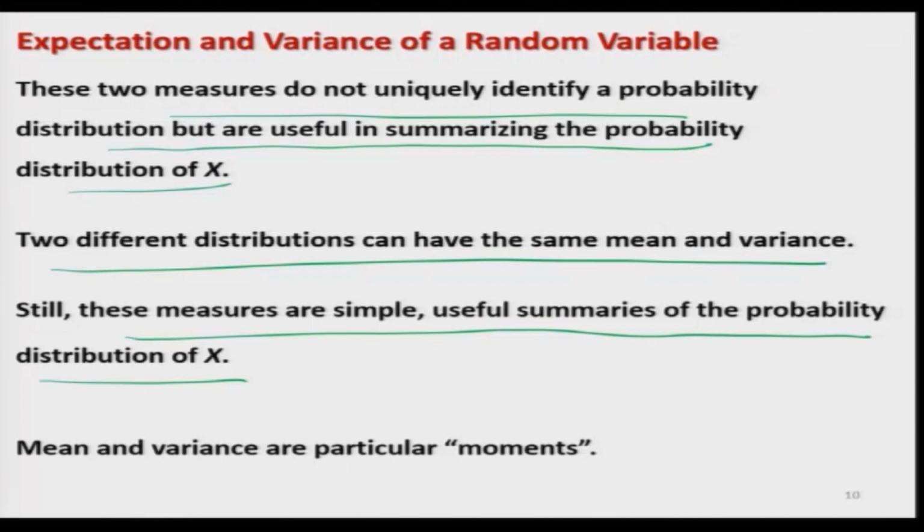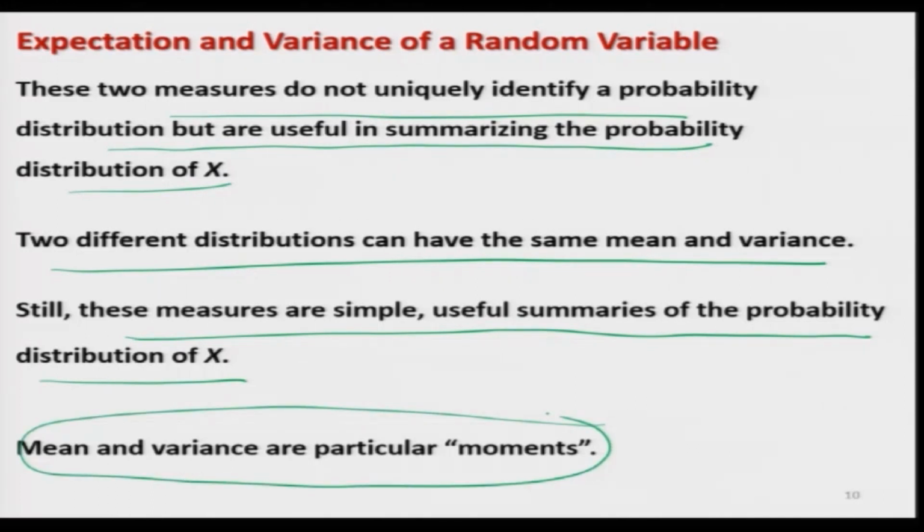You can see that mean and variance are both particular types of moments, right, because if you take the expected value of x to the power r, and take the expected value of x when r is equal to 1, this is the first raw moment, right.